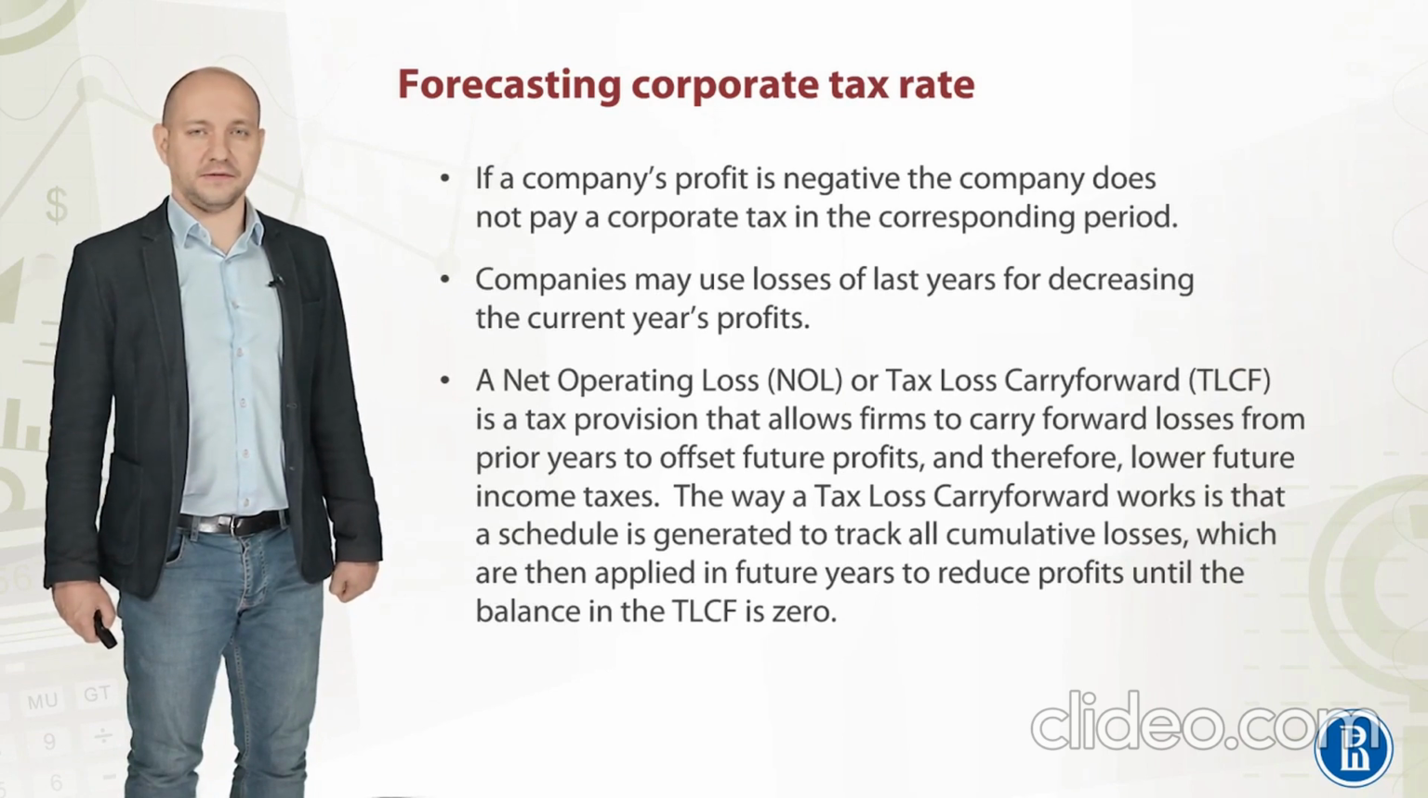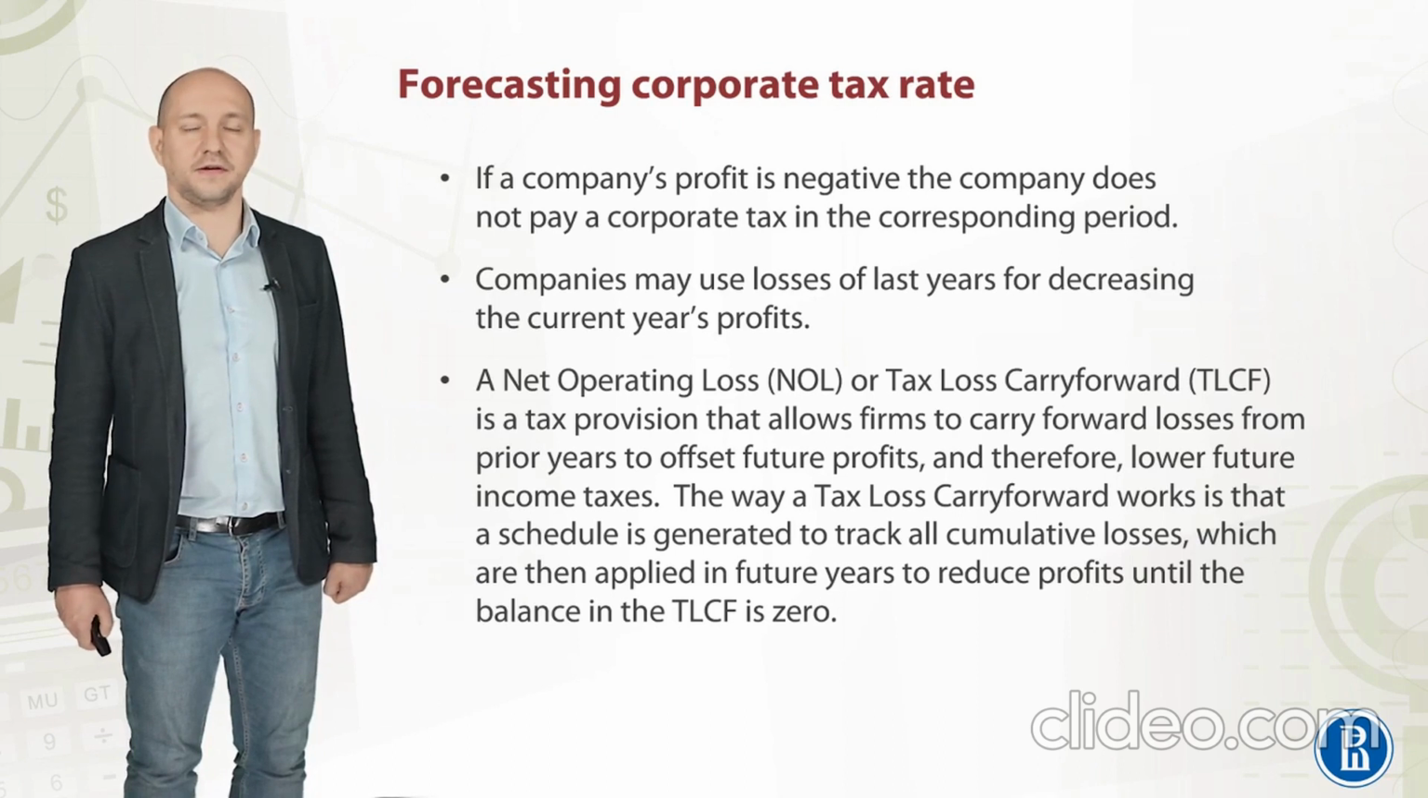If a company's profit is negative, the company doesn't pay corporate tax in the corresponding period. Companies may use losses of last years to decrease the current year's profits. That's the concept that we have already discussed a bit. A net operating loss or tax loss carry forward is a tax provision that allows firms to carry forward losses from prior years to offset future profits and therefore lower future income taxes. The way a tax loss carry forward works is that a schedule is generated to track all cumulative losses, which are then applied in future years to reduce profits until the balance in the tax loss carry forward is zero.